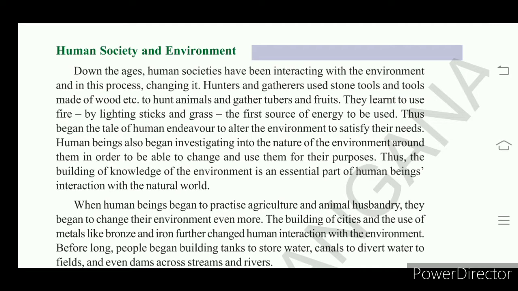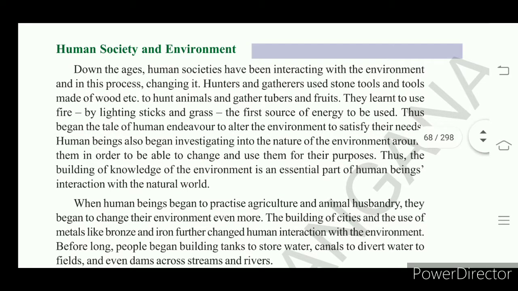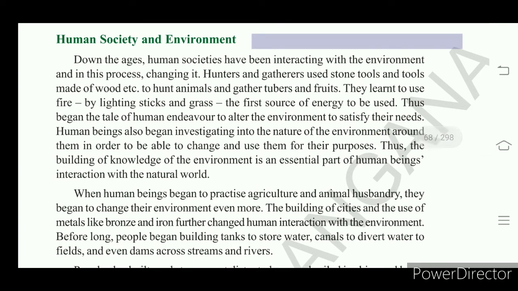You know that from the beginning when we people arrived on the earth, from then onwards, our interaction with the environment started. In the process of our interaction with the environment, we changed the environment a lot.